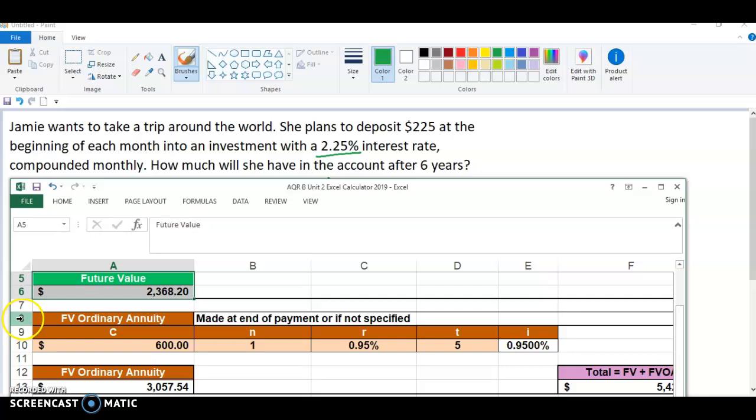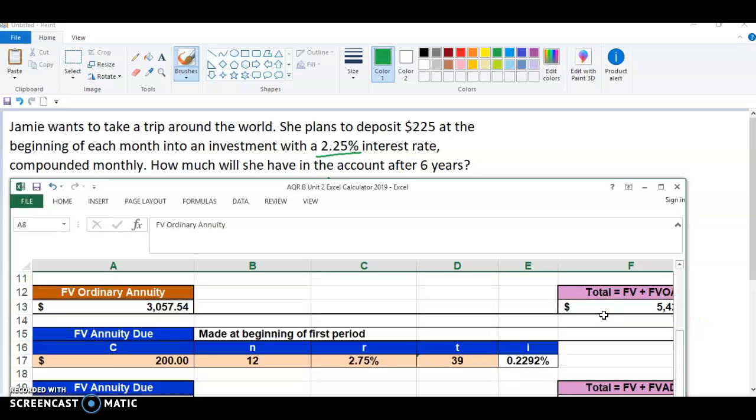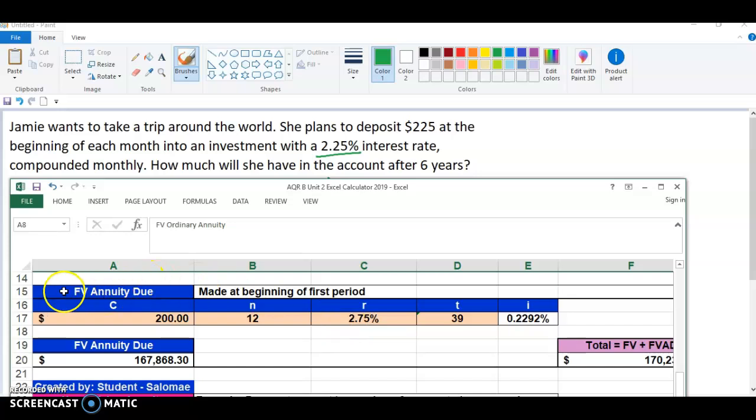So if you notice right here, line 8 says it's made at the end of the month or it's not specified. Well, it's specified when this one was going to be made. It said it was going to be made at the beginning of each month. Therefore, I'm going to use line 15 and 16 and 17 because it's telling me it's made at the beginning of the first period. Now C is how much money we're talking about here.